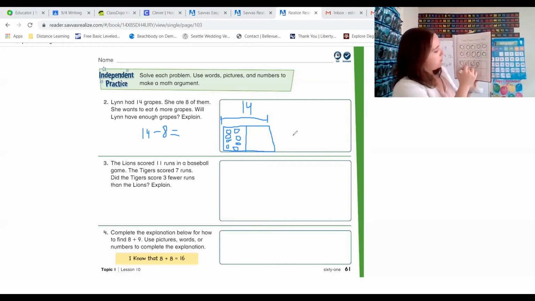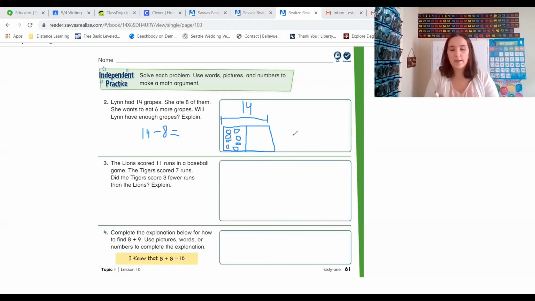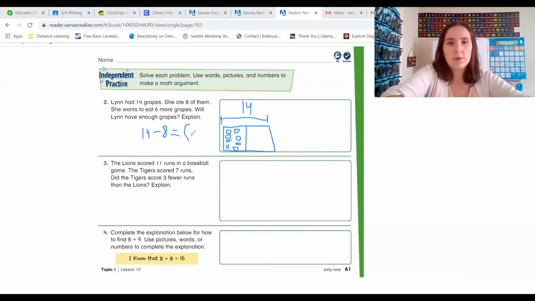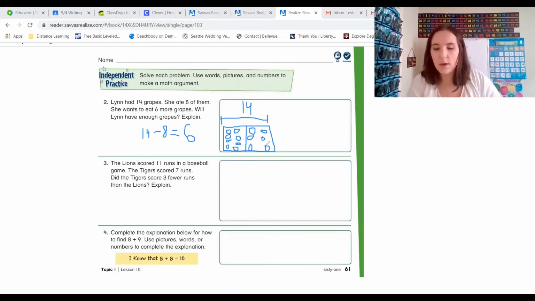So 1, 2, 3, 4, 5, 6, 7, 8. Let's see how many I have left. 1, 2, 3, 4, 5, 6. I have 6 left. So 14 grapes minus 8 grapes equals 6 grapes. Oh, that's a big 6. So I know that this other part has to be 6.